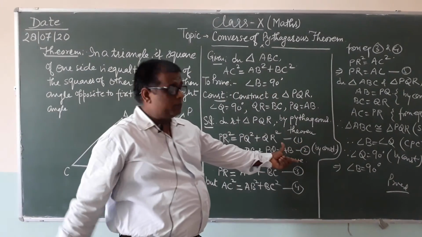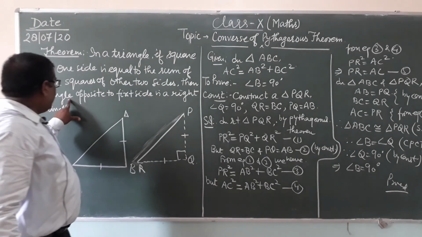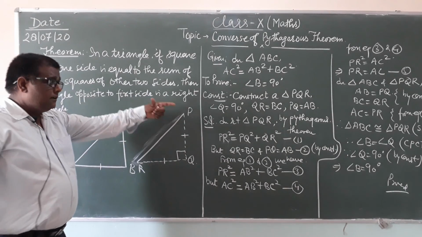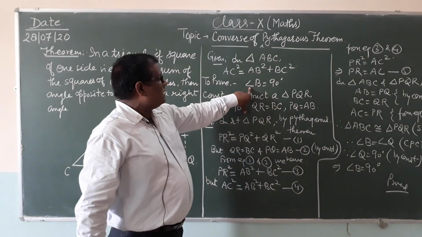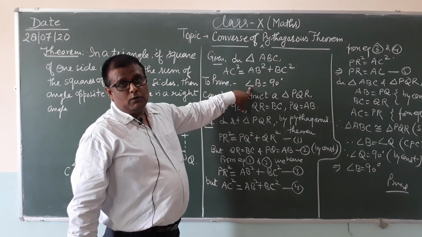Now we have proved this theorem: the angle opposite to the first side is a right angle. That is, angle B is equal to 90 degrees. This is our proof.